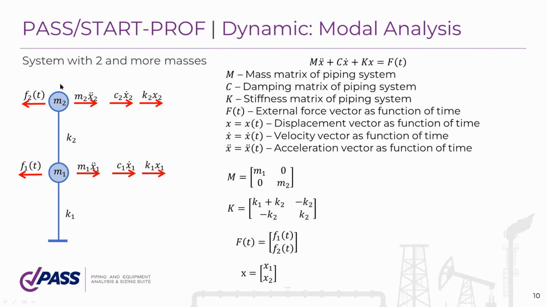If we have a system with 2 masses, we can create the same model, but the number of forces is greater. And now we can create the equation, but this is actually a system of 2 equations. M now is the mass matrix. K is the stiffness matrix. C is the damping matrix. F is the external force vector. And X is the displacement vector.